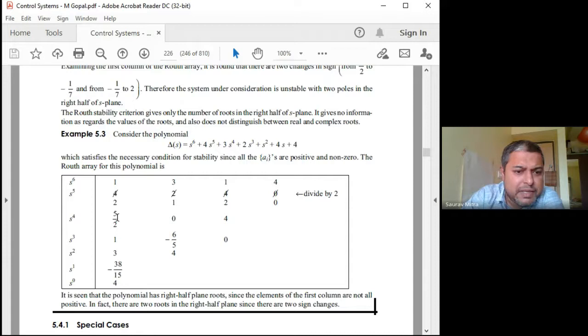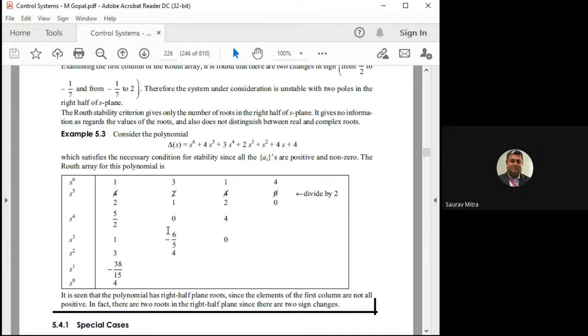Okay, divide by 5 by 2. So that's why this 6 by 5 is coming here. And you can again do the table. So this is 3 into minus 6 by 5. That means minus 18 by 5 minus 4. So this will give divided by 3. So this will give you minus 38 by 15. So it is difficult. If you are not solving, just by watching you don't understand. Once you do the hand calculation, it is easy.